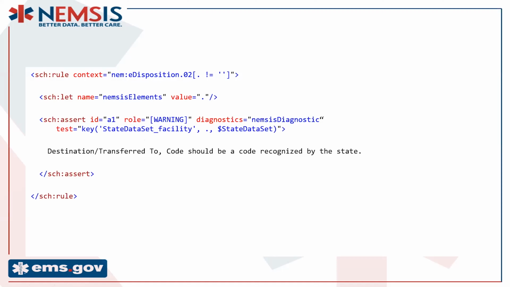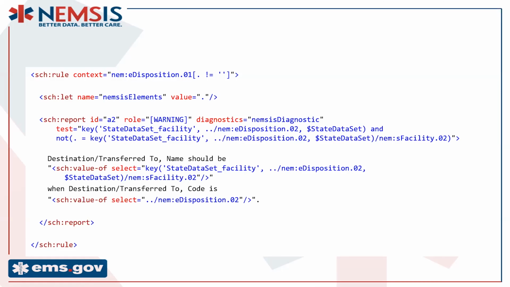So that's the straightforward way to embed the state data set and then just use this key lookup in the Schematron rule. What this means is whenever you update state data set data, like the facility list, you don't even have to touch the Schematron rule or assertion. You just update the embedded state data set and regenerate the Schematron file. Let's look at the more complicated one now.